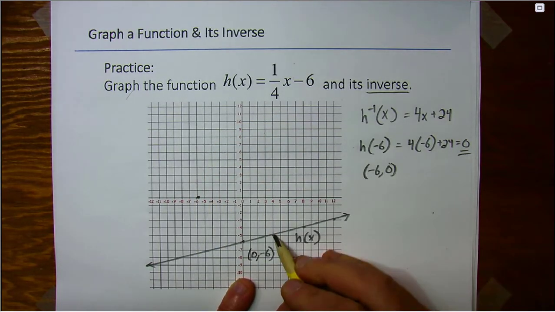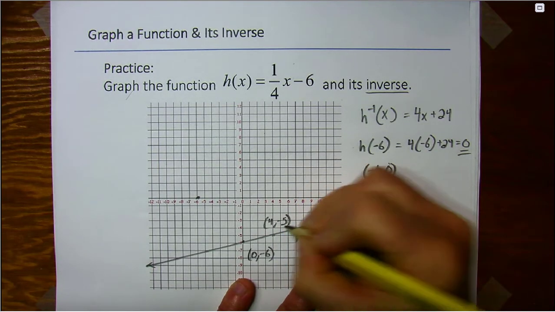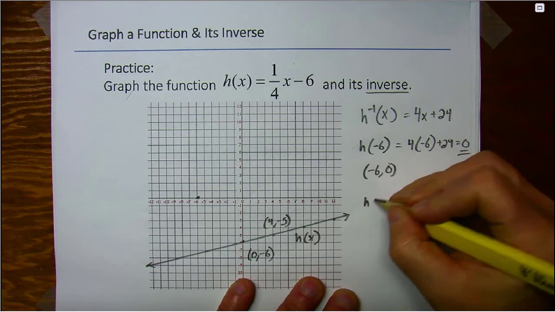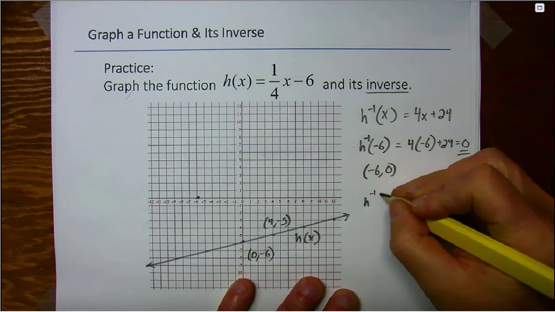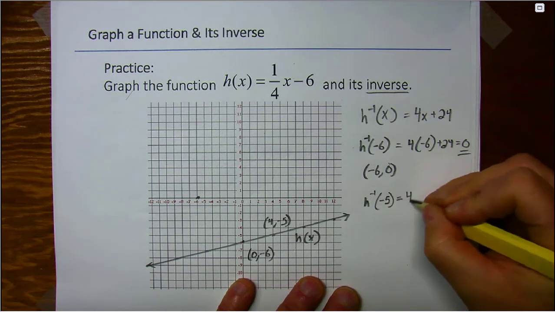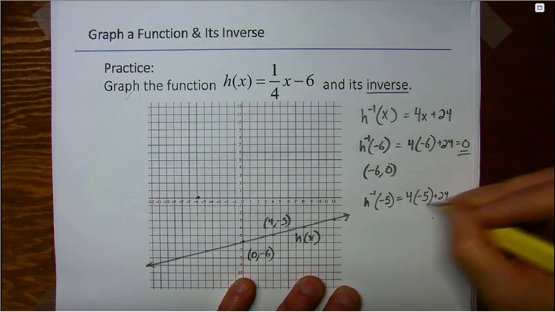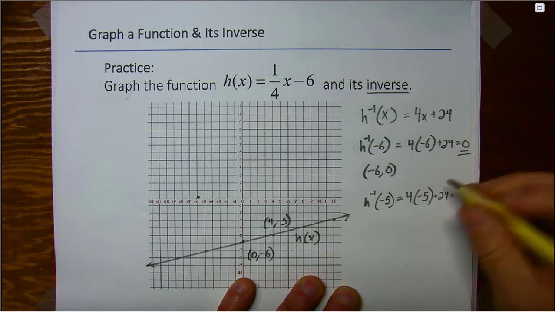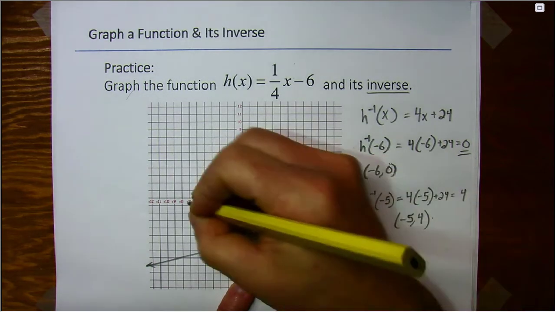Okay, here's another one right there. 4, -5 is a point on the original graph. And therefore, we should be able to plug -5 into the inverse. And if we do that, we get 4 times -5 plus 24. That's -20 plus 24. That's 4. And sure enough, -5, 4 is a point on the inverse.